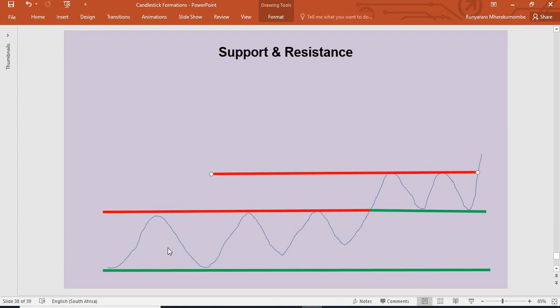But you need to define it carefully, because remember here it's broken once. Can we say that it's now the new support line? Usually you need to see it being tested again, maybe 2 times, to say definitely it's now acting as support. If it's broken once, then the price comes down, there's a good chance that it will break through again and come back to this channel here. So you need to be careful of that as you look at the charts.